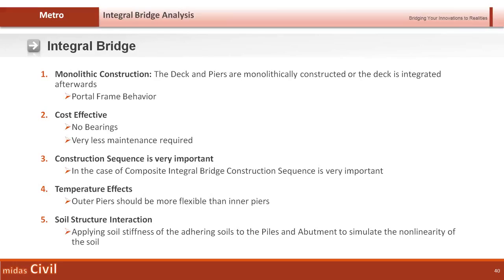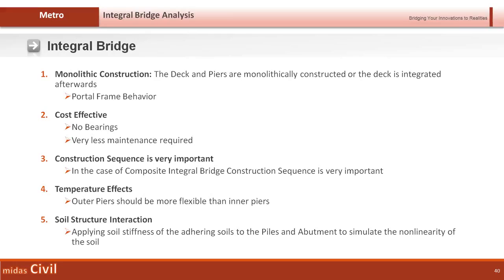So in a monolithic construction, it means the deck and piers are monolithically constructed, or the deck is integrated with the pier afterwards. So more or less we cannot see a bearing in between. There are no bearings at all, so it comes as a portal frame behavior. Also, it is quite cost effective, as there are no bearings, very little maintenance is required.